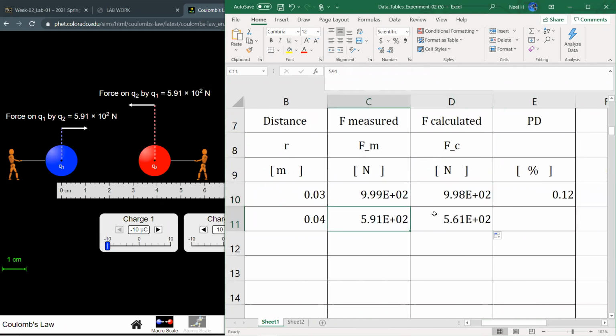You can see 2 numbers are extremely close. This number is slightly different, because that's our calculated value. So let's take a look. The percentage error is also the same way. It's about 5%.